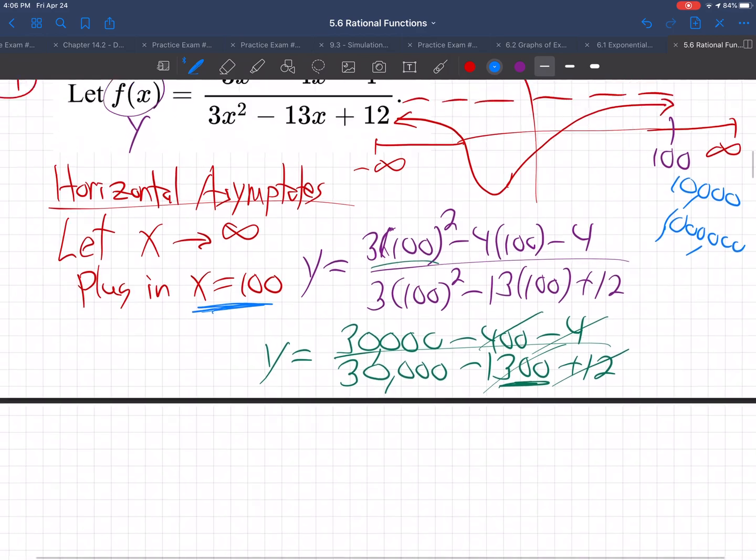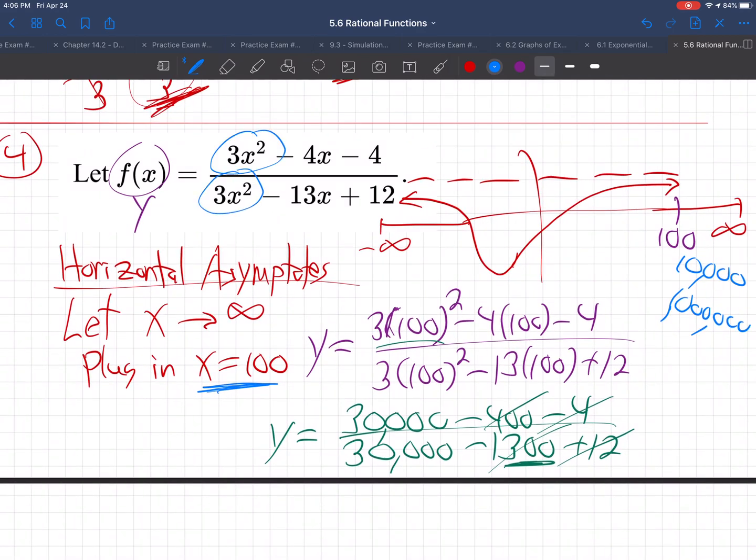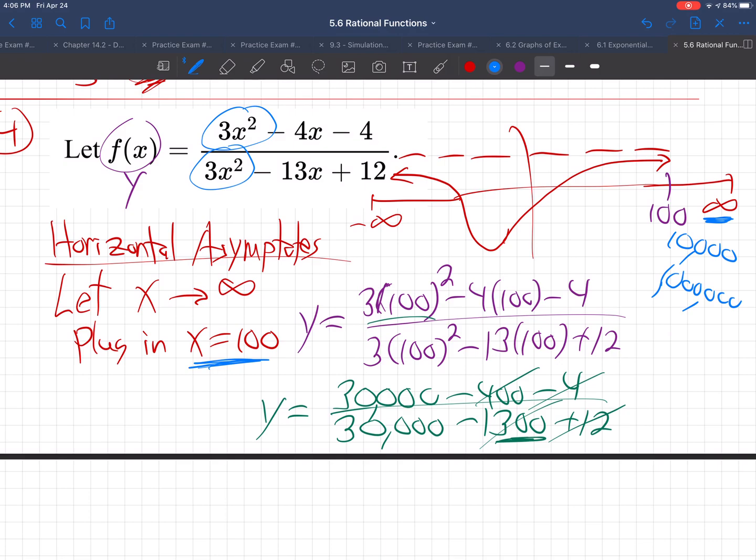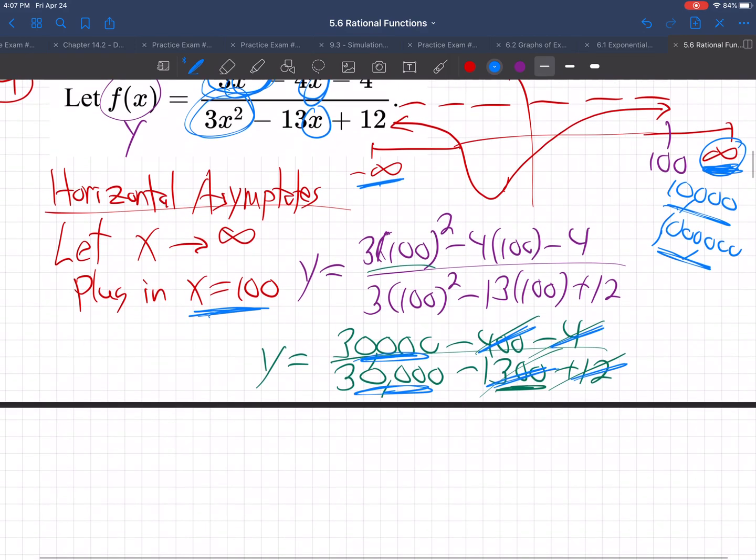And do you see that all that's going to matter is the most powerful term on the top and the most powerful term on the bottom. When you're plugging in really big numbers headed towards infinity, see how the 30,000s are so much bigger than 400 or just 4, even way bigger than 1,300 or 12. Because the x squared terms are the most powerful. All the terms matter in general, but if you're headed to infinity or negative infinity, plugging in gigantic numbers, squaring a million is so much bigger than just 4 times a million. Squaring a million means a million times a million. That's so much bigger than just 4 million or 13 million. So all that's going to matter is the most powerful term in the top and the bottom.